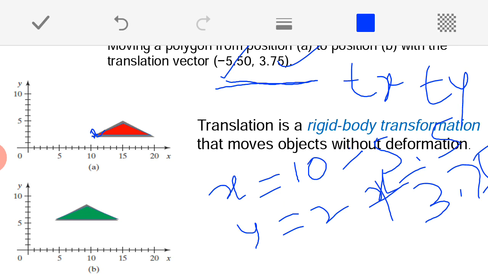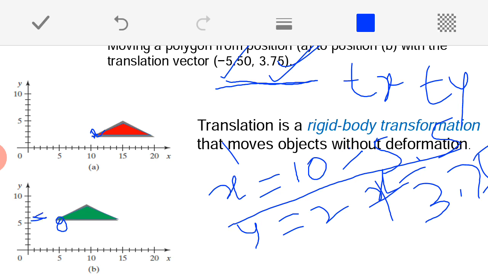Then look at here, how much will I get for the new position x dash? My new position x dash is equal to 10 minus 5.5. It means that it will come to 4 point something, you can observe here. And what about the y value? My original y value was 2. For that I am adding 3.75, so it will be around 5.75. You can observe here, my y value will be around 5.75.